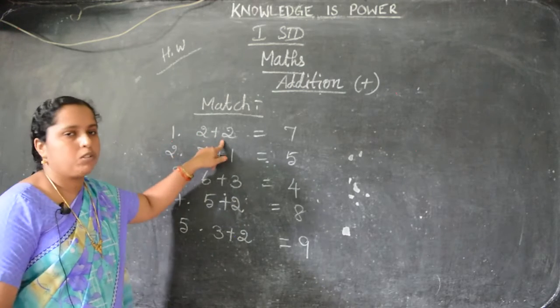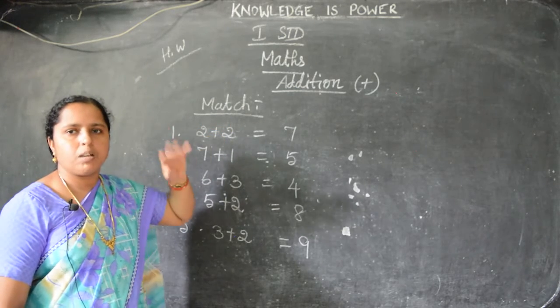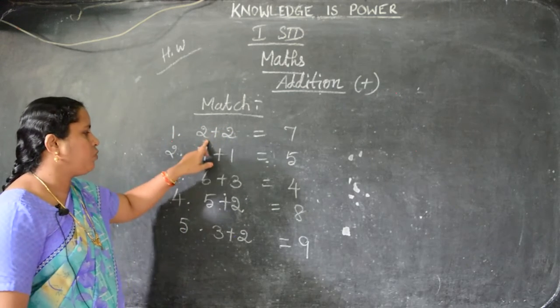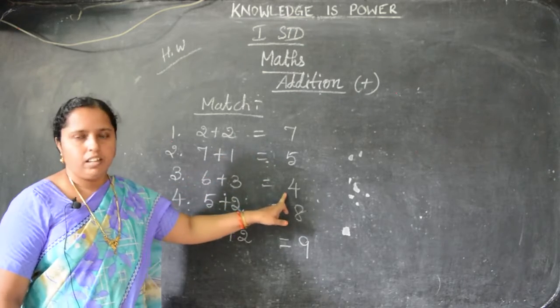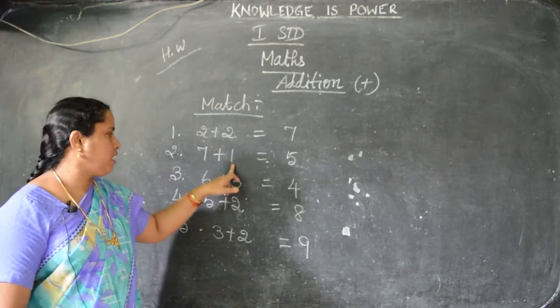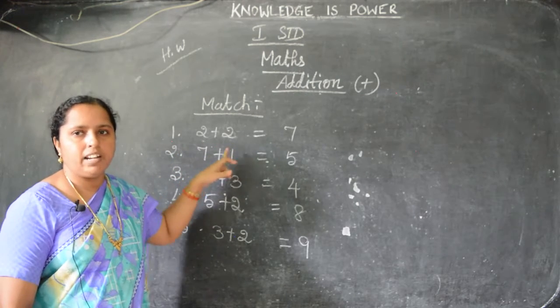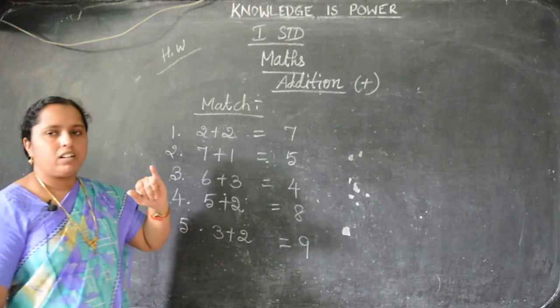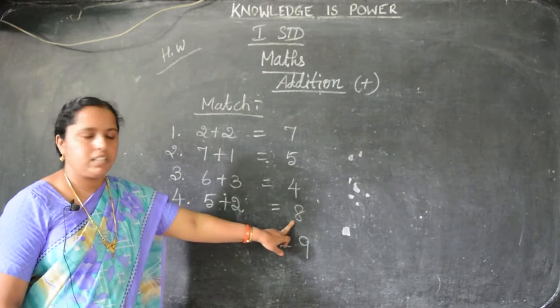2 plus 2. For 2, 2 lines. For 2, 2 lines. 2 after 2 what comes? 3, 4. So answer is 4. Where is 4? 4 is here. So you should match here. Next 7 plus 1. For 7, 7 lines. For 1, 1 line. After 7, 8. So where is 8? 8 is here. So you should match here.